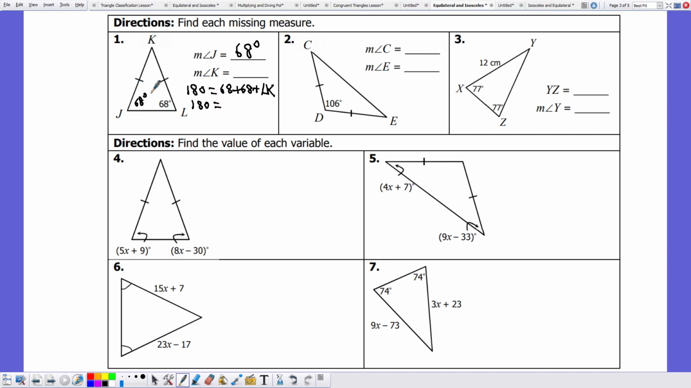So 68 and 68 is 136. Subtract 136 on both sides, and we get that angle K is 180 minus 136, or simply equal to 44 degrees. And in the next video, we will cover the rest of these sets of problems.